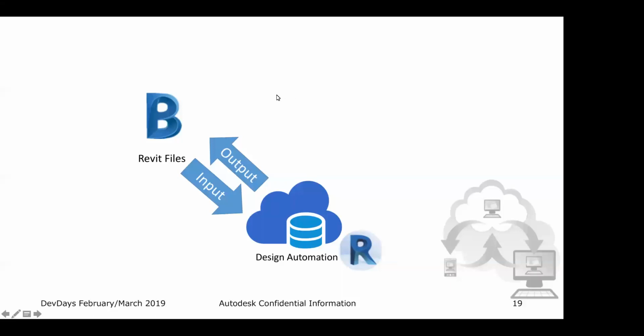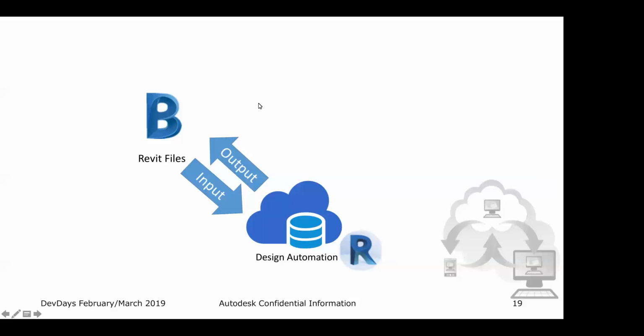Next one is which Revit versions are supported in Design Automation. So right now we support the last update of 18 and the last update of 19, and the plan is to support the new versions as soon as they come live.